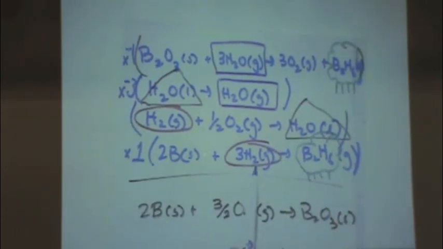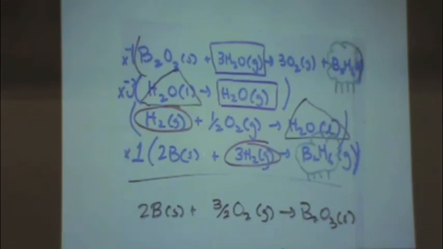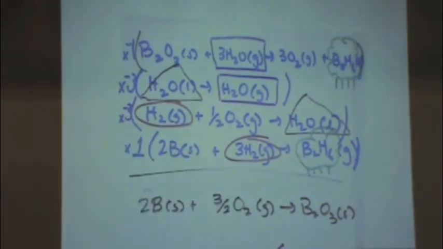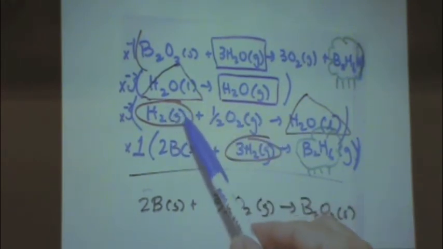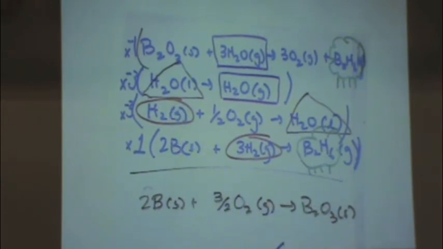How many H2s do I have in the reactants right now? Just 3, because it's multiplied by 1. So, what do I need to multiply this by to make it cancel? Times by minus 3. Let's see if that works. I'm going to have 3 H2s in the reactants, and up here, I'm going to have minus 3 H2s. Minus 3 plus 3 is 0.